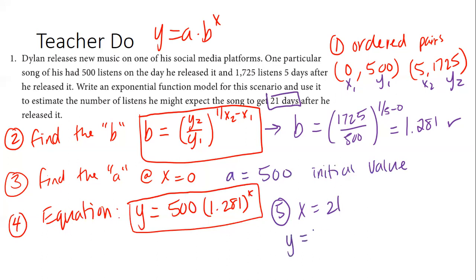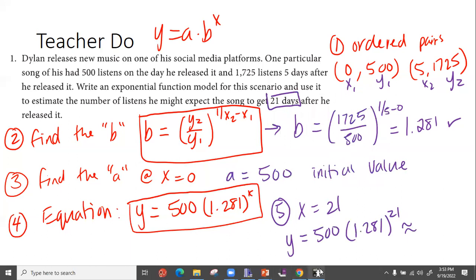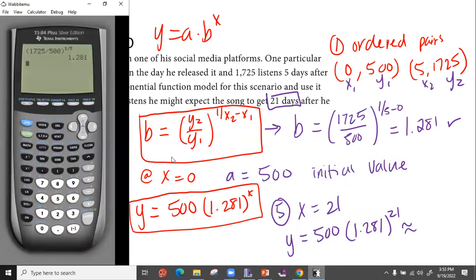So we have y equals 500 times 1.281 to the 21. I'll put this in the calculator. Let me pull up my handy dandy calculator. It says on 21 days after. So we have 500 times 1.281 to the 21.